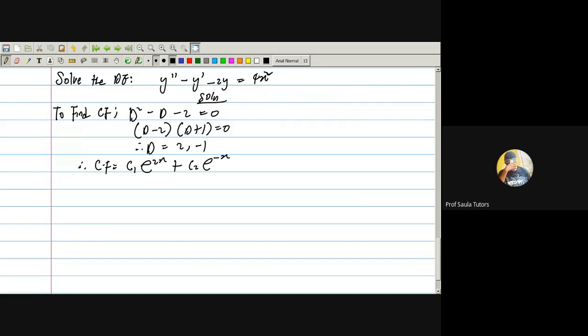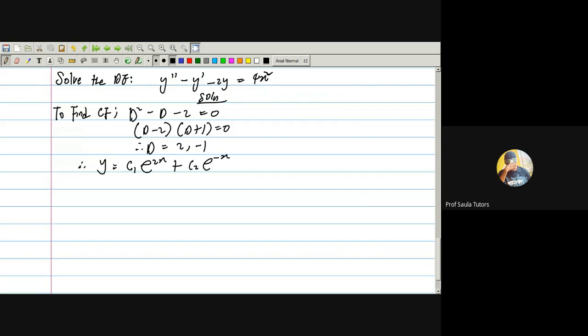This one I can decide to say is my complementary function, but let me denote it as y. Some textbooks will say yc for complementary, but there's no problem with what I denote it. It's my final solution that matters. Let us just continue solving. You will see why I'm doing all this.